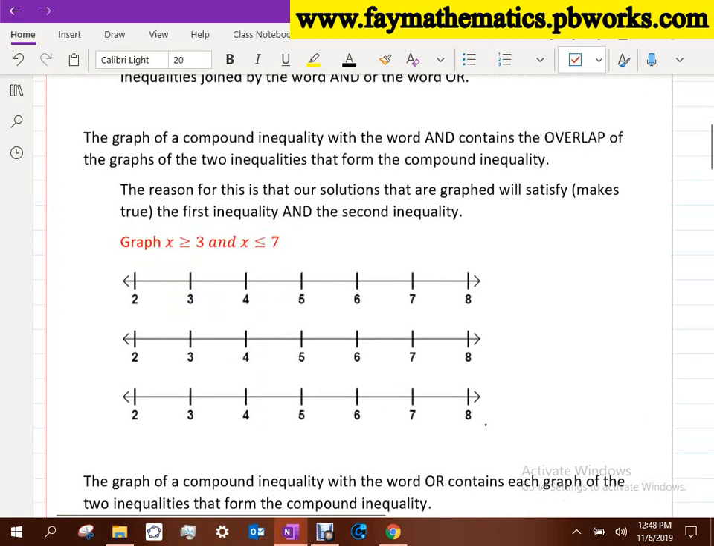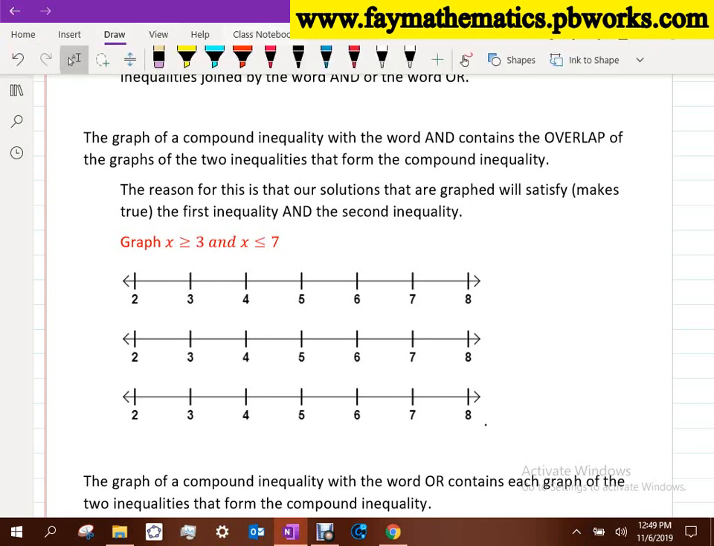The first thing we're talking about is that the graph of a compound inequality with the word and in it contains what we call the overlap of the graphs of the two inequalities. When we do compound inequalities, we'll only ever deal with two at a time, at least right now. In geometry, maybe we do 3 and 4, but right now it's going to deal with 2. If they have the word and, we're going to graphically look for the overlap of those two statements.